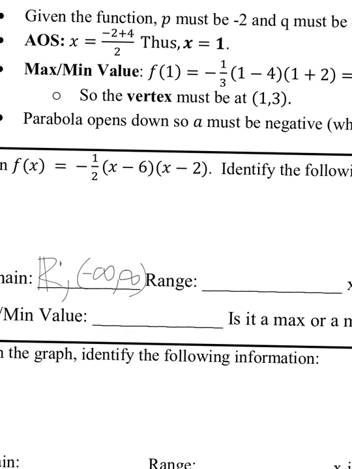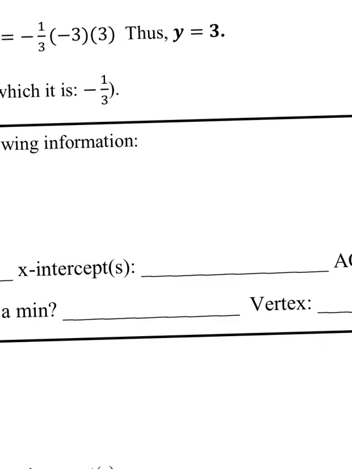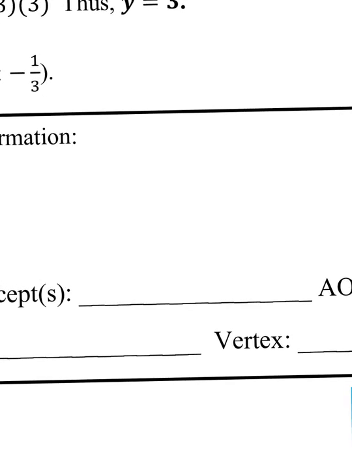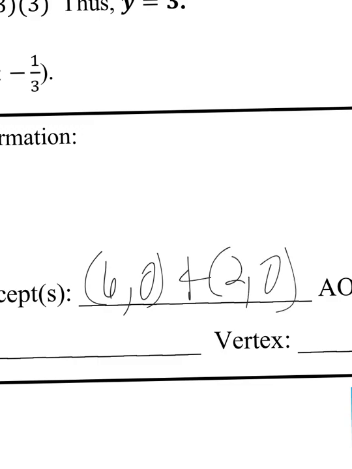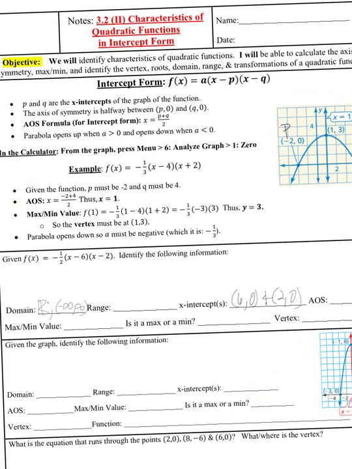Now, the range, we don't know quite yet, but we do know our x-intercepts. It says x minus 6, x minus 2. So that means my x-intercepts are at 6, 0, and 2, 0. If you want to think of it as just flipping the sign, sure, just flip the sign from the equation, but not from the graph. I didn't say p was positive 2 here, it said p was -2 to relate it back to that. So my x-intercepts are at 6, 0, 2, 0.